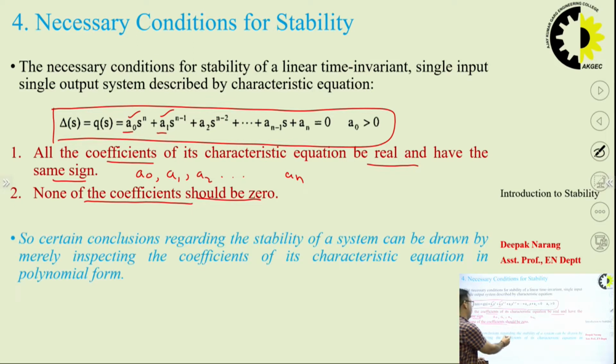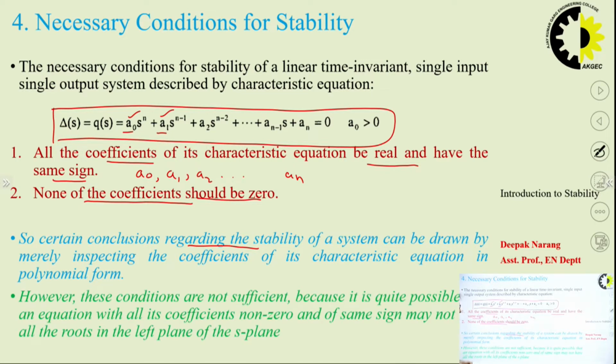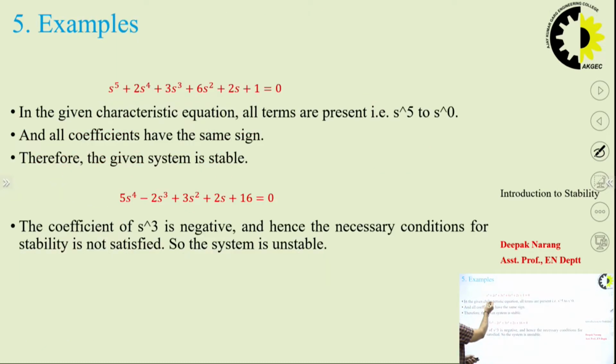So we can see we can draw the stability by inspecting the coefficients of this characteristic equation, but this is not sufficient. It means it is not applicable everywhere, where these two conditions are in favor and still we see the system is unstable. So this is just a necessary condition, but we cannot say it is a sufficient condition for a system to be stable. Now let's see the stability.